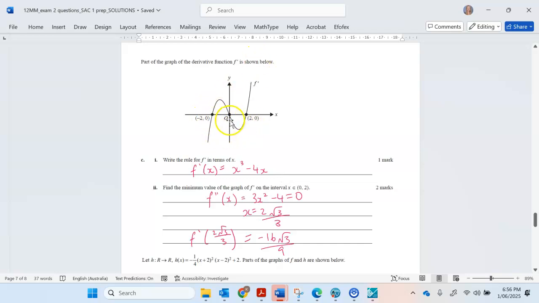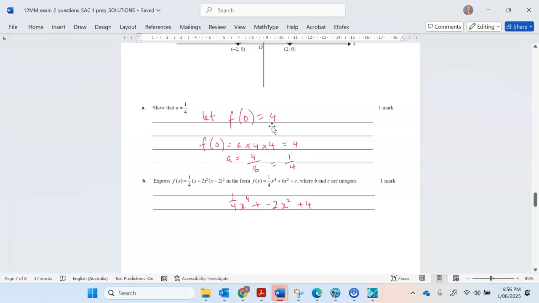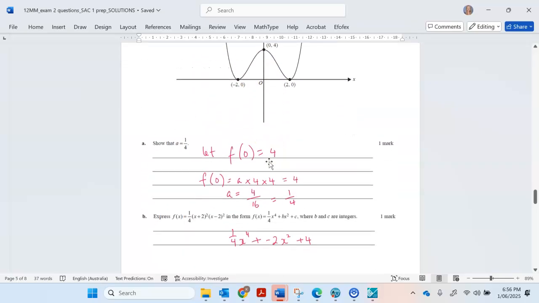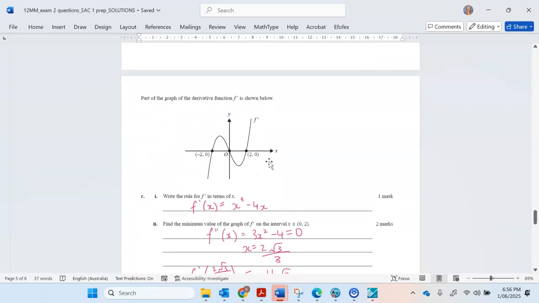I actually, before I started, was thinking, I've got to use those 3 points. And I'm like, hold on. What information have they given me? And then I realized, they've actually given us the function of the original graph. So I can just easily find the derivative.